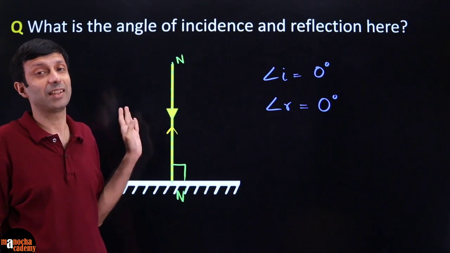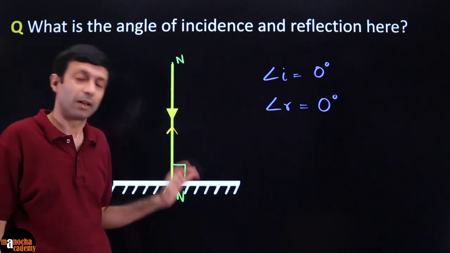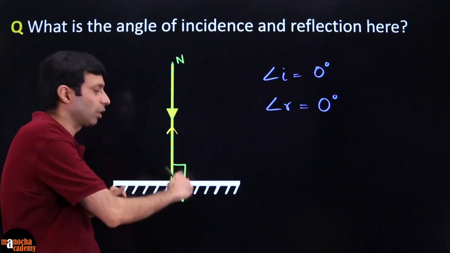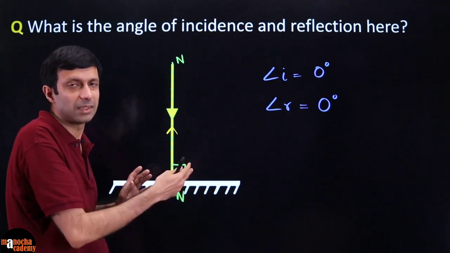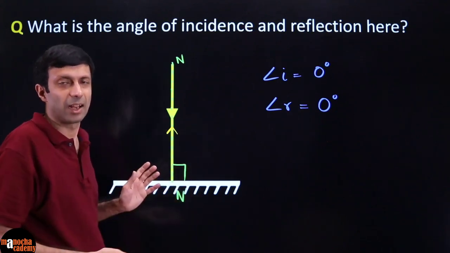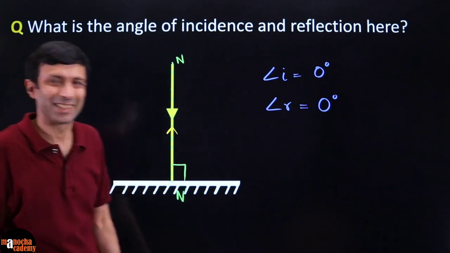The angle between the incident ray and the normal is 0. And we always measure with the normal, not with the mirror. The glance angle is 90 degrees. This angle is actually called the angle of glance or glance angle. That is 90 minus the incident angle, or 90 minus the angle of reflection. So here both angles are going to be 0 degrees.